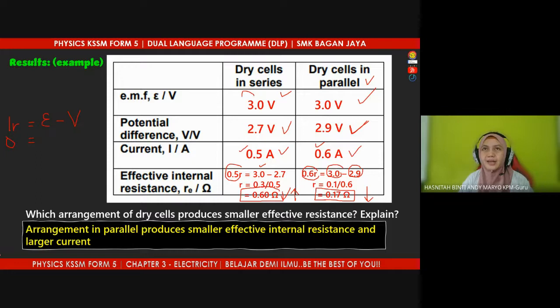So we understand when the total effective resistance inside the battery decreases, greater current will flow through the circuit. Similar to resistance, lower resistance, higher current. So lower internal resistance, higher current flows through the circuit. Okay. Did you get this point for dry cells connected in series and in parallel? Boleh faham tak yang ini? Okay.